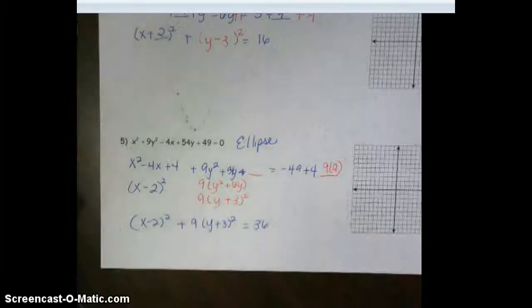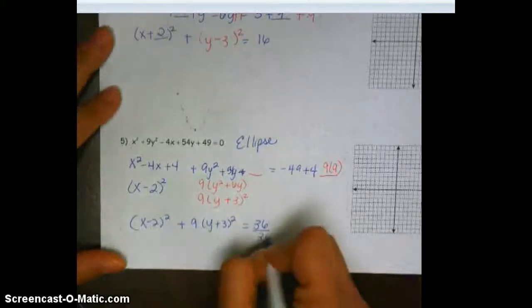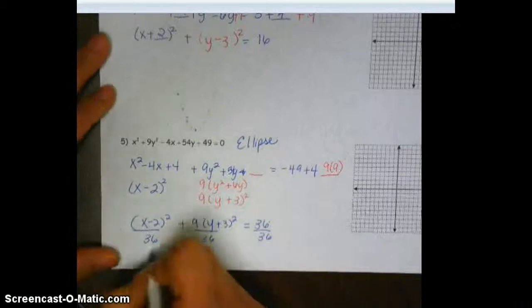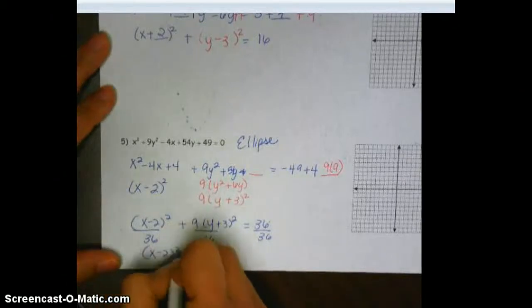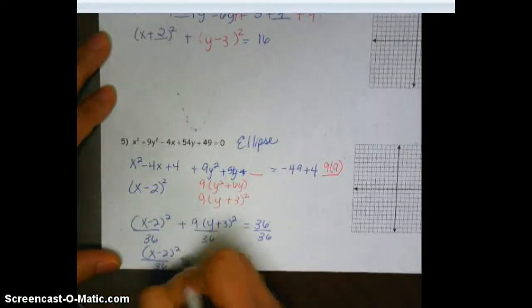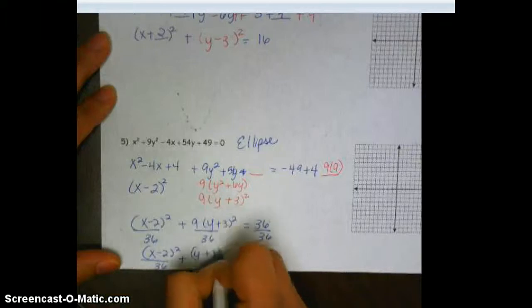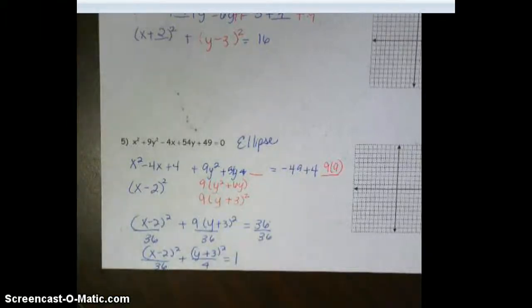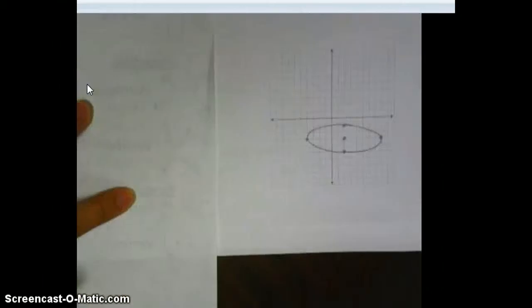Our ellipse is supposed to equal 1, though, so next we're going to divide by 36 everywhere. So my final equation is going to look like x minus 2 quantity squared over 36 plus y plus 3 quantity squared over 4 equals 1. So go ahead and hit pause and then check your graph with me. All right, so check your work. Make sure that it looks like this.